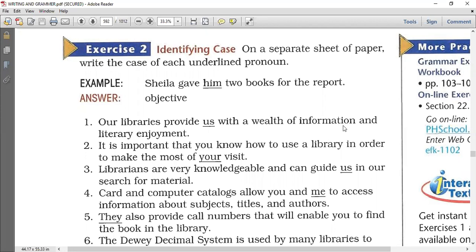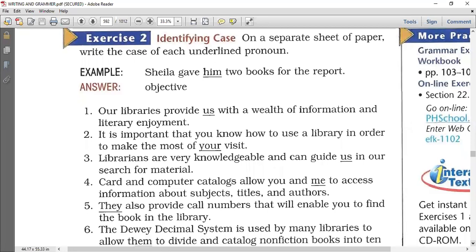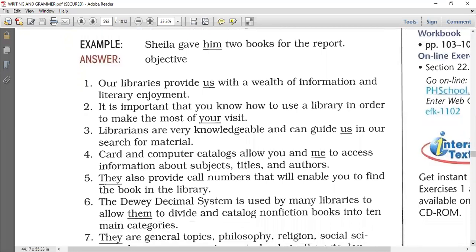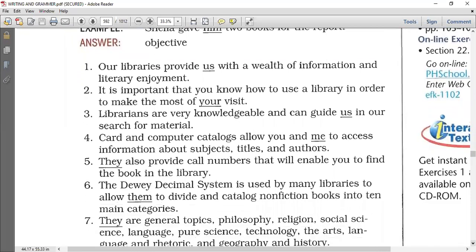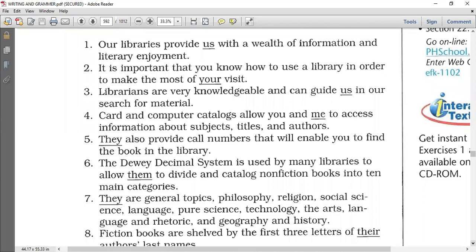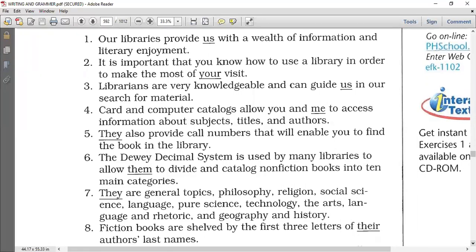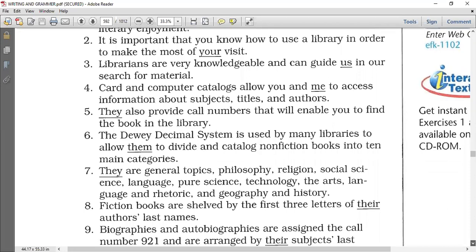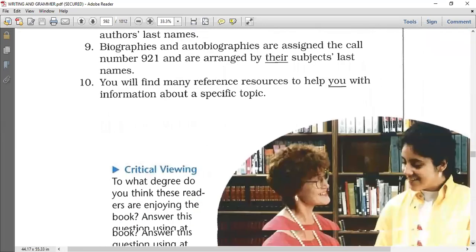What's the case, Ali? Objective, good. Our libraries provide us. Number 2, Kiara, can you do number 2? Possessive. Thank you, Kiara. Number 3, Yasin, can you do 3? Objective. Thank you. I'll move on to the next part.